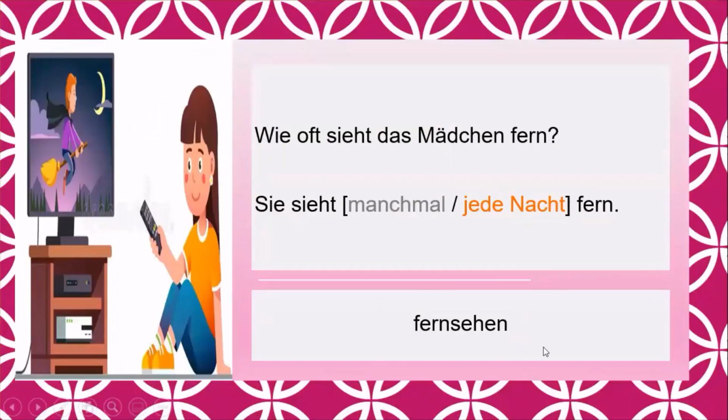Fernsehen is the verb, and it is not only an irregular verb, but it is a separable verb as well. Sehen means to see, and fern is a word on its own also. Fern means far, so it is like seeing far, but as one verb it means to watch the TV. And it is irregular because of the conjugation of sehen. I will cover the conjugation of the verb sehen, to see, in my later tutorial. Wie oft sieht das Mädchen fern? Sie sieht manchmal fern, or sie sieht jede Nacht fern. Sometimes or every night she watches TV.